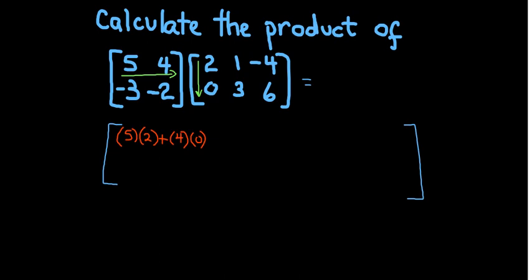Now let's say I want to get the first row, second column element. What am I multiplying? That's it. First row by the second column. So we're going to do this row by this column. Alright? So again, do the same thing. This is my first row, second column here. So it will be 5 by 1 plus 4 by 3. Alright?